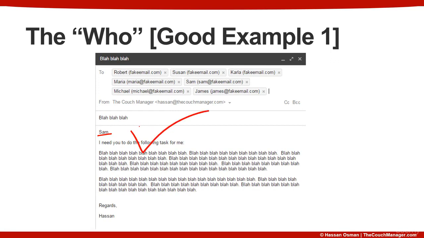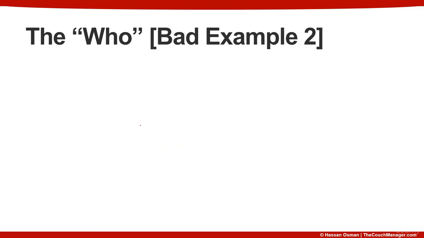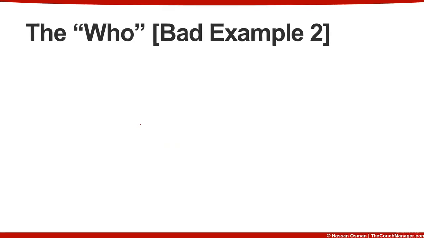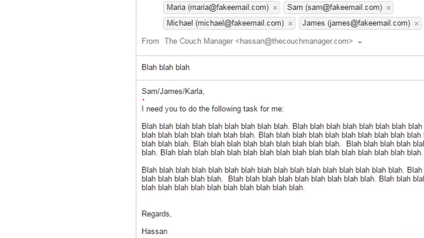Now you might ask, well, what happens if you actually want more than one person copied on an email to work on a task? So let's say, for example, you have Sam, James, and Carla, and you want to have all 3 of them work on a task. So let me give you a bad example of how not to do that. So typically, you'll see something like this: Sam, James, Carla, I need you to do the following task for me.